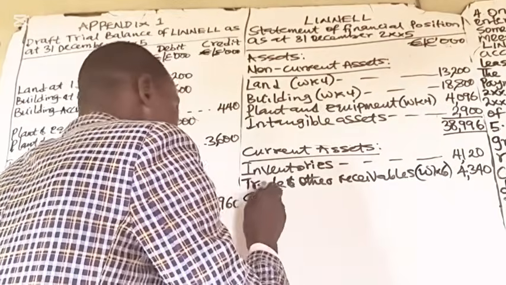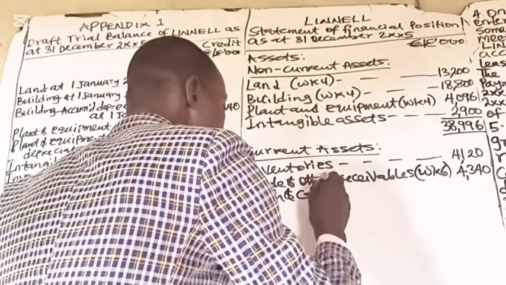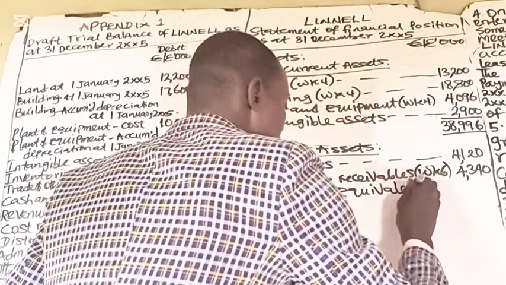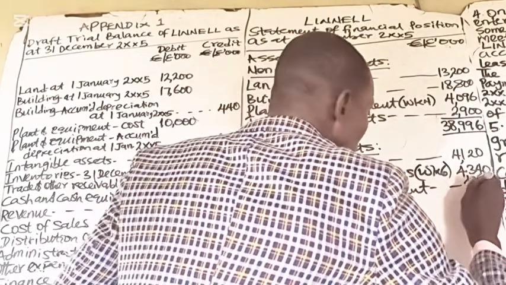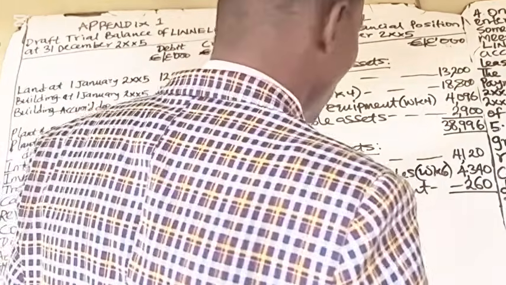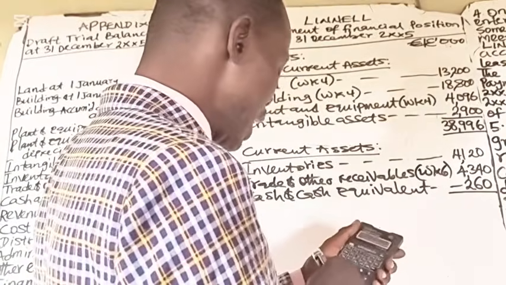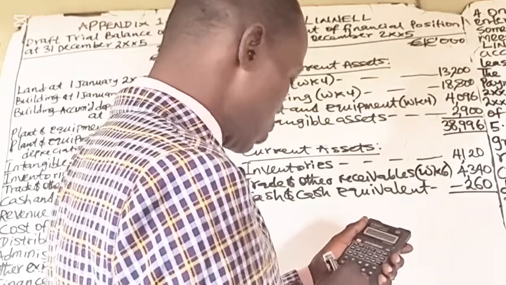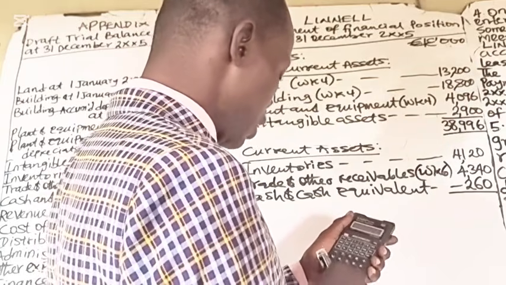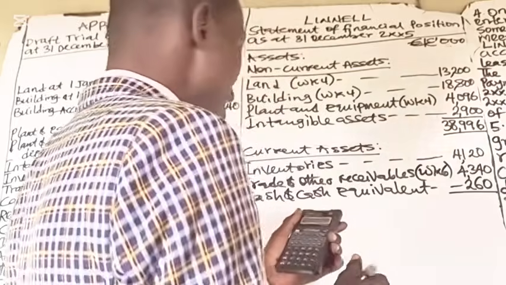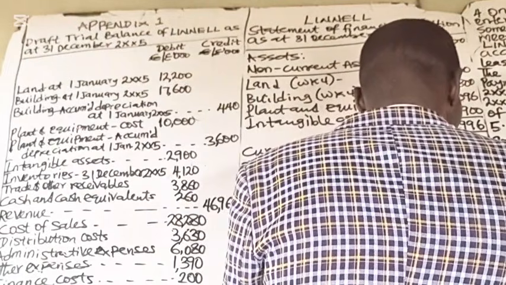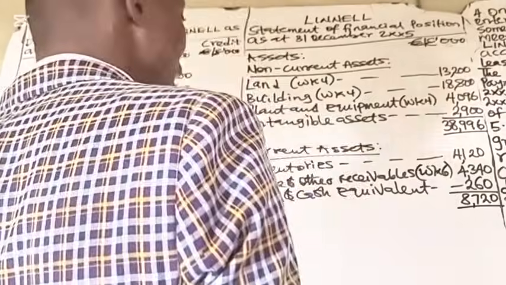Cash and cash equivalents, 260. That should form part of our current assets. So if you sum up these items, 4120 plus 4340 plus 260, we have 8720. Then that is our current asset.